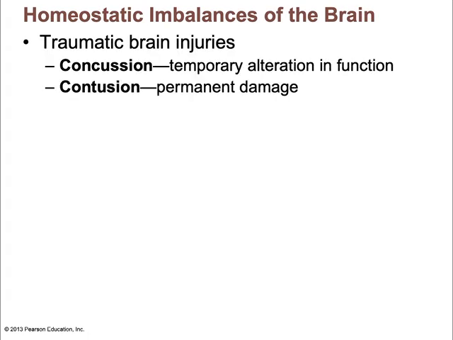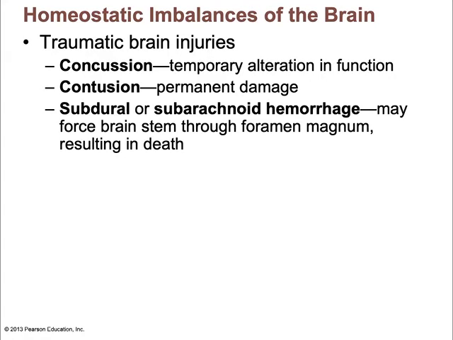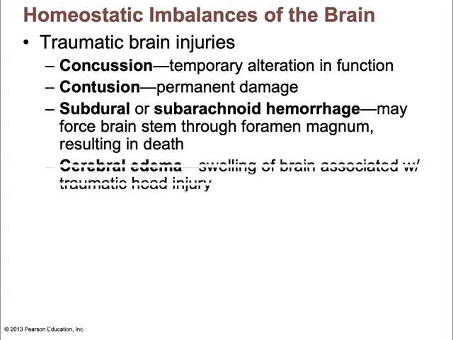Traumatic brain injuries are simply physical insults to the brain. Examples include concussions, where we have temporary change in function, a contusion, which is permanent damage. Subdural or subarachnoid hemorrhage is bleeding, in the case of subdural under the dura mater, and in subarachnoid, it's going to be in the subarachnoid space. Okay, it can force the brainstem through the foramen magnum, can damage those structures, and since that is a brainstem structure, can result in death.